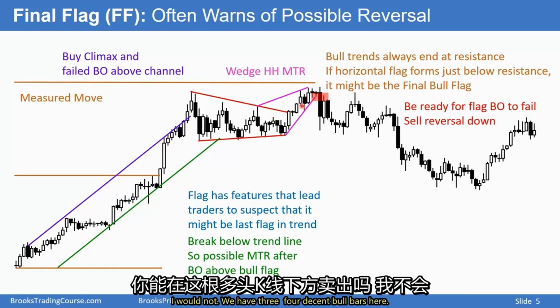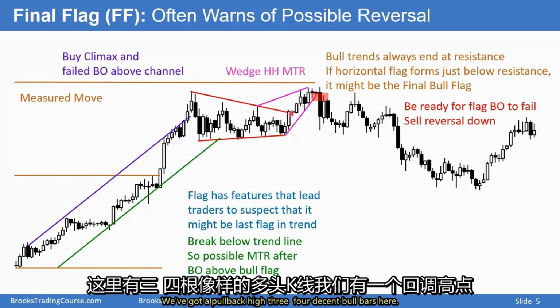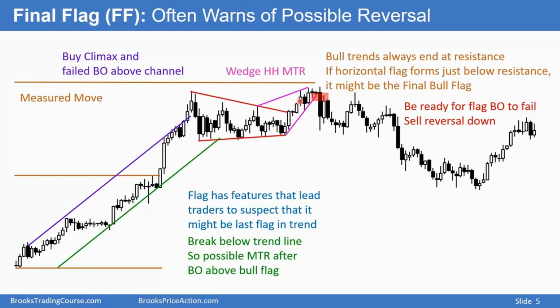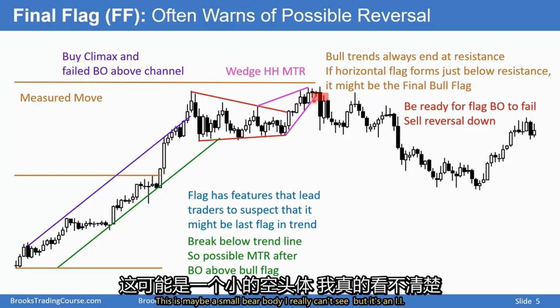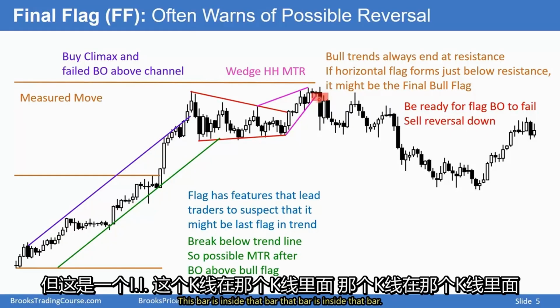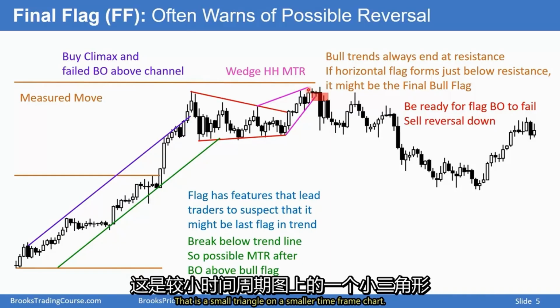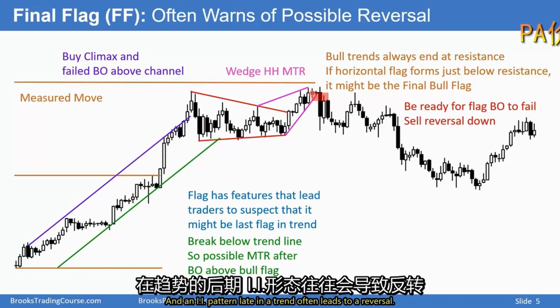Can you sell below this bull bar? I would not. We have 3, 4 decent bull bars here. I would take a second entry short, preferably below a bear bar. This is maybe a small bear body, I really can't see, but it's an II. This bar is inside that bar is inside that bar. That is a small triangle on a smaller time frame chart. And an II pattern late in a trend often leads to a reversal.